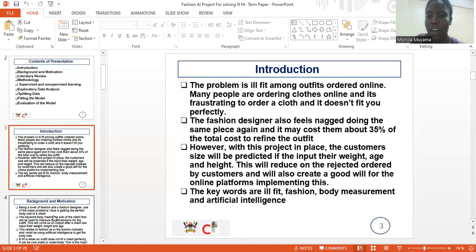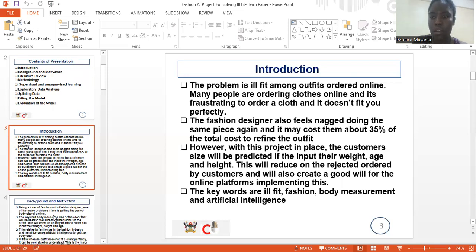The problem is ill fit among outfits ordered online. Many people are ordering clothes online, and it's frustrating to order clothes and they don't fit you perfectly. Fashion designers also feel nagged doing the same piece again, and it may cost them about 35% of the total cost to refine the outfit.